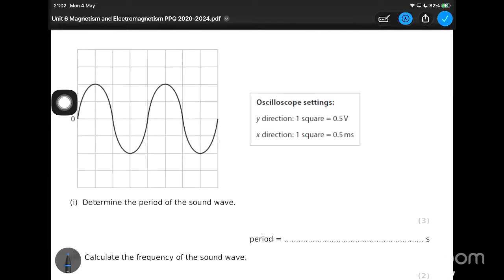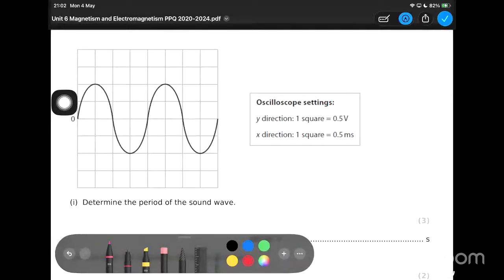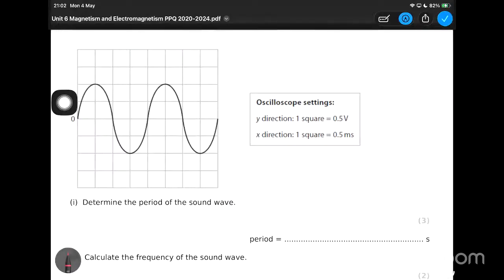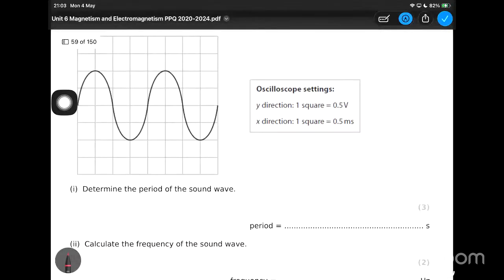We'll discuss this question as well, to refresh our memory regarding waves. For the y direction, 1 square is equal to 0.5 volts, and for the x direction, 1 square equals 0.5 milliseconds. So it is a voltage against time graph. Determine the period of the sound wave.